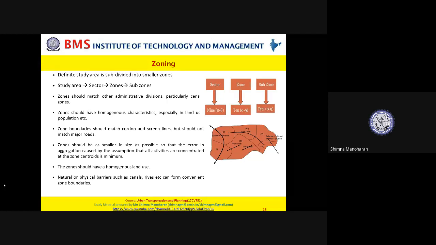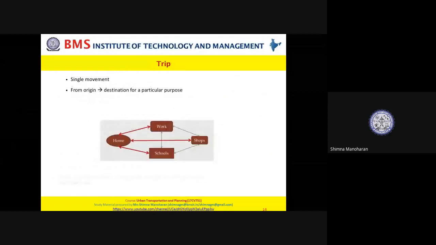Then they should have a homogeneous land use. Like if you're considering the entire Jayanagar area, then Jayanagar Park can be one zone, then another zone. It's not ideal to combine the area of the park and the hospital together. So when you divide zones, it should be a homogeneous land use. And wherever possible, when you have a natural barrier, a rail line, or a national highway running, that can form a barrier to form convenient zone boundaries. So is this clear?